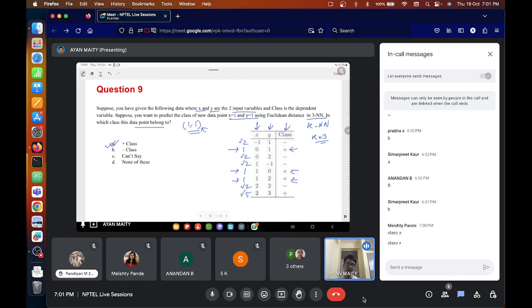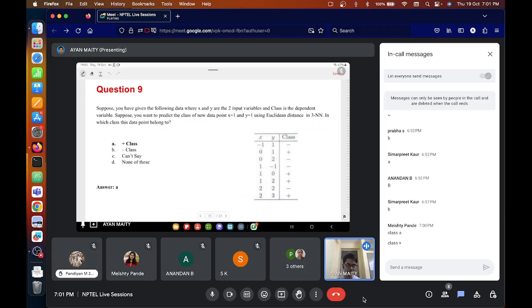So here the task is very simple: for the new data point you find out the Euclidean distance from the new data point to each of the points in the data set. Here this is the data set, and the value of k is 3. So find out the 3 closest points of the new data point, and the majority class among the 3 neighboring points will become the class of the new data point. So here the answer would be positive class. Mr. Panda has written positive class, yes. So positive class is the correct answer.